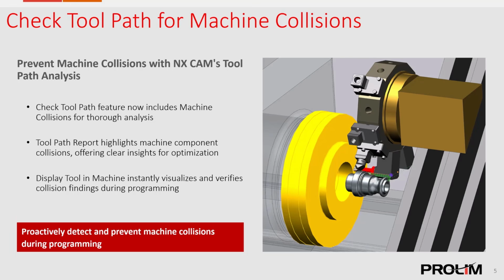However, there's still a risk of missing hidden collisions. So to mitigate this, we introduced the check toolpath for machine collision feature. This tool thoroughly checks programmed toolpaths against machine collisions, automatically capturing and listing the detected collisions.